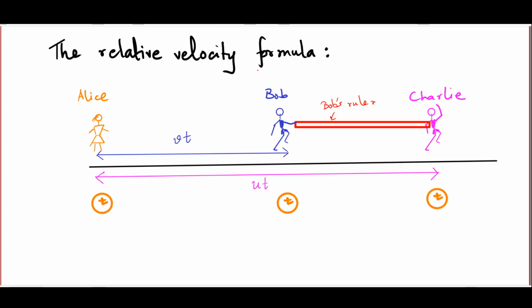Now, in order to answer the question how far away Charlie is from Bob, all you need to imagine is that Bob is holding up a ruler, the red rectangle in your picture, and that stretches all the way from his position to Charlie's current position. So, the length of that ruler, according to Alice, is simple. Alice knows that the right end of the ruler is where Charlie is, and that is at Ut. She also knows that the left end of the ruler is where Bob is, and that is at Vt. So the length of the ruler, according to Alice, must be (U minus V) times t.